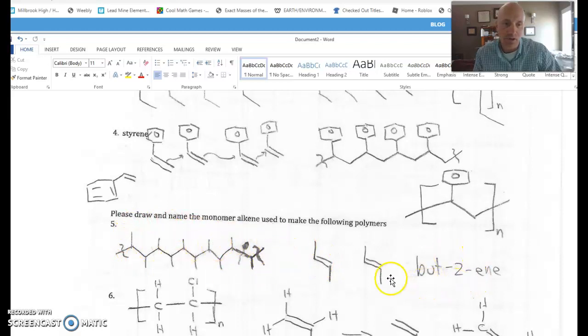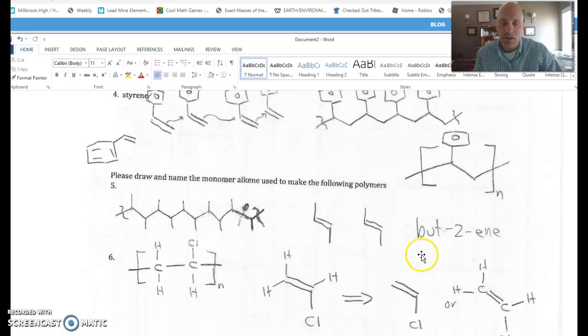So the name of this particular monomer is butene. I think people would more commonly call it 2-butene, but according to the official IUPAC rules, that would be its name. For this guy right here, this would be the monomer.